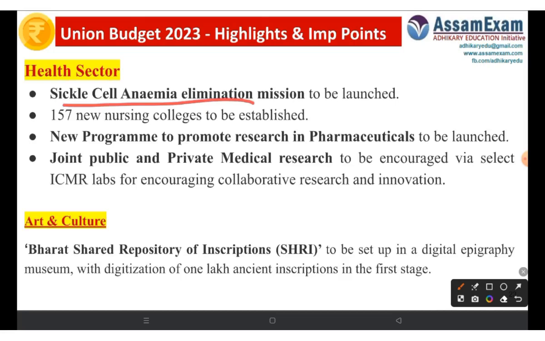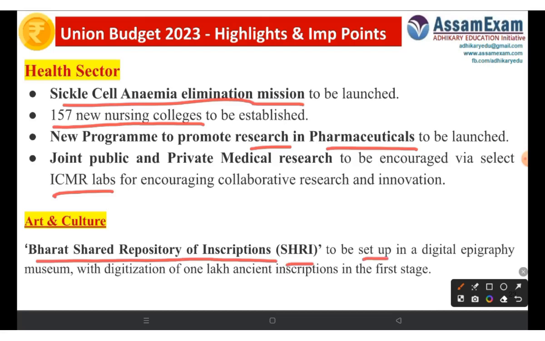Some proposals in the health sector are that the sickle cell anemia elimination mission is launched, 157 new nursing colleges are to be established, and a new program to promote research in pharmaceuticals to be launched. In the preservation of art and culture, the Bharat Shared Repository of Inscriptions (SHRI) is to be set up in a digital epigraphy museum with digitization of almost 1 lakh ancient inscriptions.